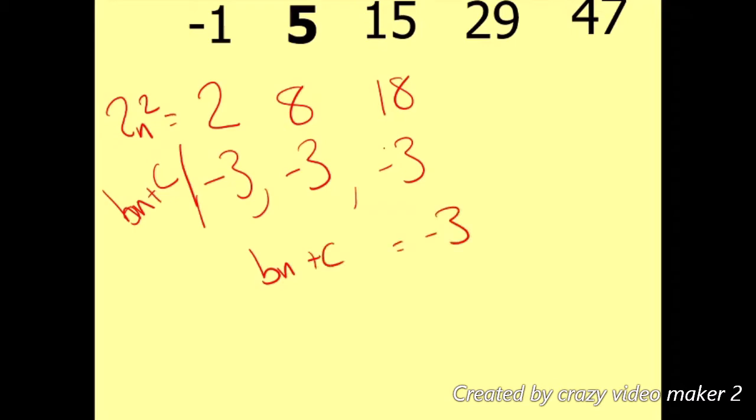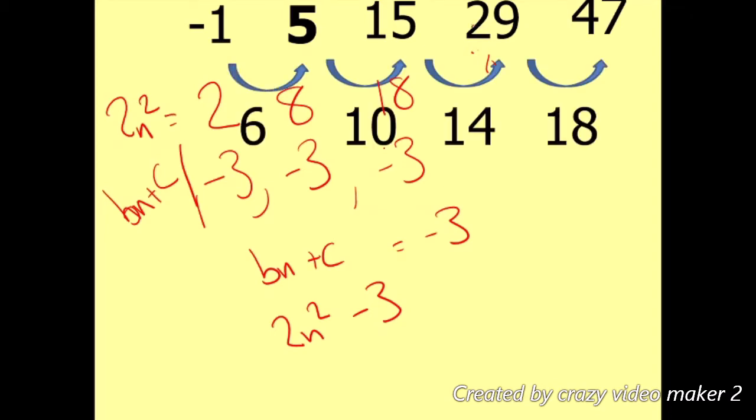And I already know that a is 2n squared. So I know my sequence is going to be 2n squared minus 3. And we can check if it works. So if I put n as 4, and I do 4 squared, which is 16, times 2, minus 3, I get 29. So that's good, it works.